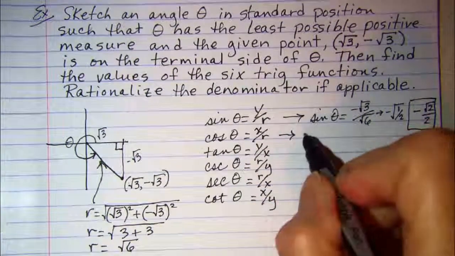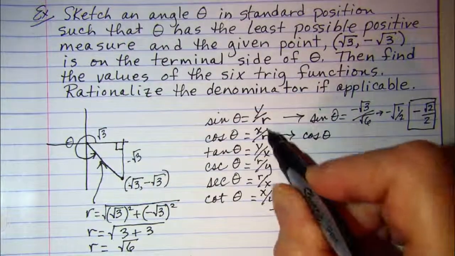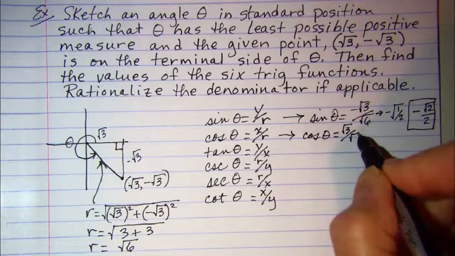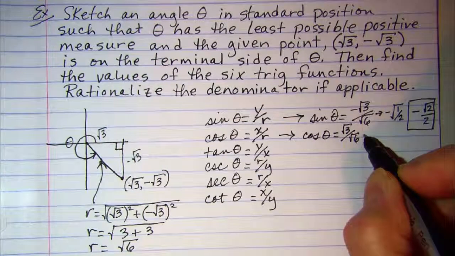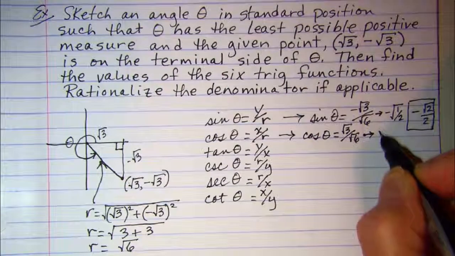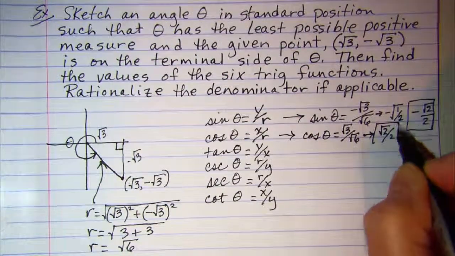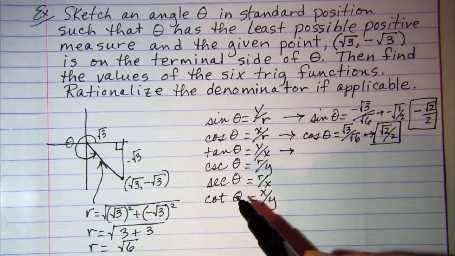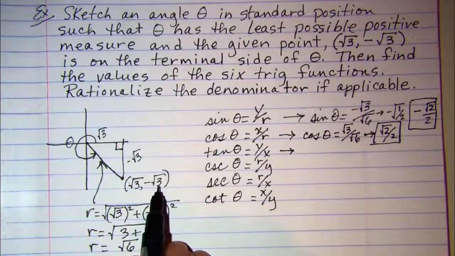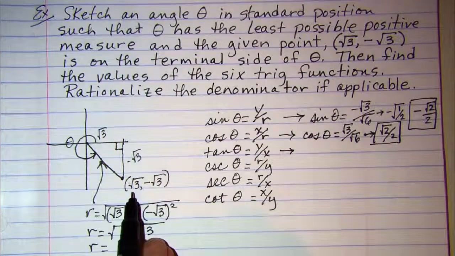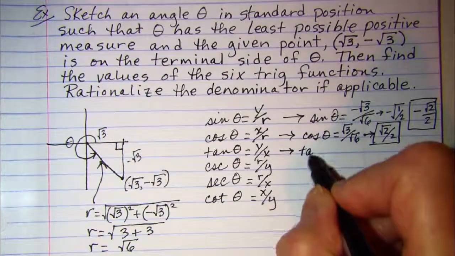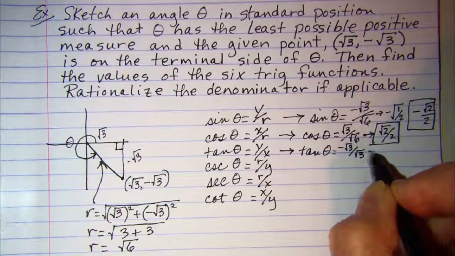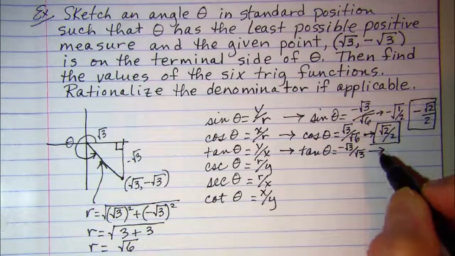Our cosine is x over r, so root 3 over root 6, which will be root 2 over 2. Our tangent is y over x, so a negative root 3 over root 3. Root 3's cancel, so this will be just negative 1.